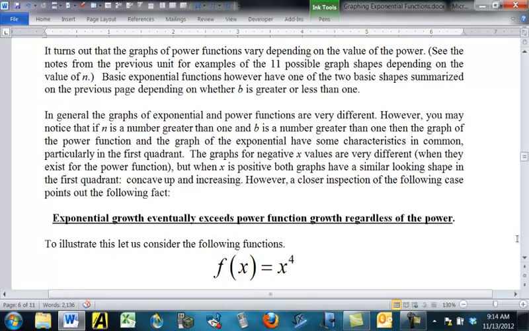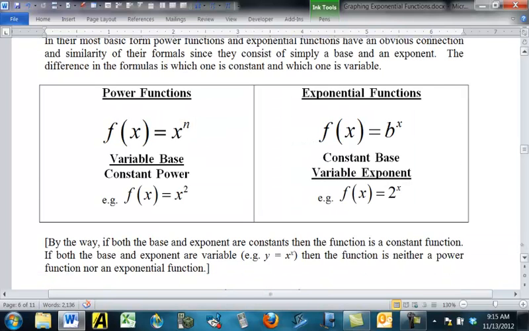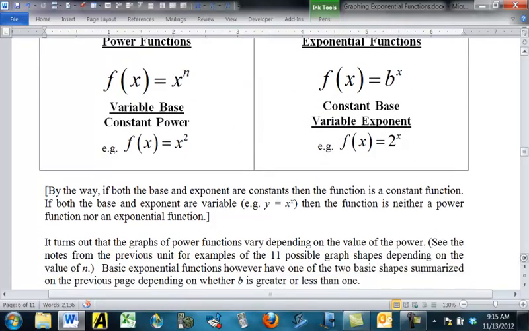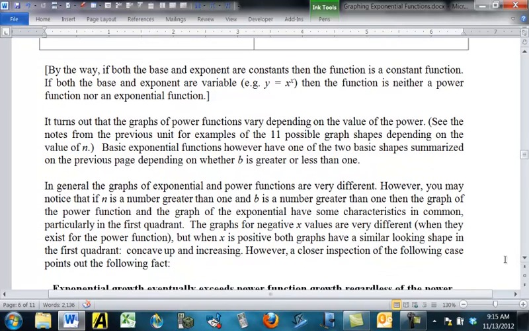So when you compare and contrast these, well, we look at the shapes. We've seen that there are basically two basic shapes for exponential functions. We can have the exponential decay function there in red on the left, and the blue on the right is the exponential growth function. But power functions turn out to have lots of different possibilities. If you go back to our power function notes, you'll see there are actually 11 different possible graph shapes, depending on what the value is for that constant power n.